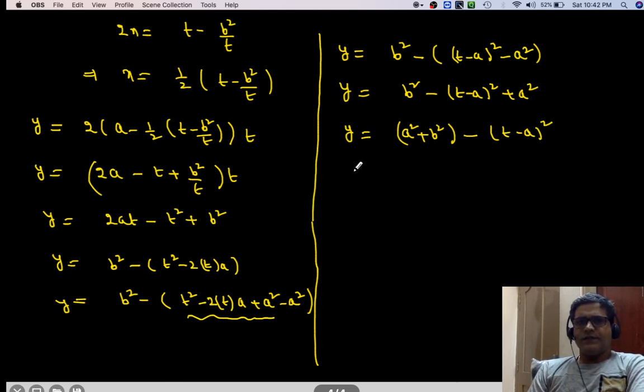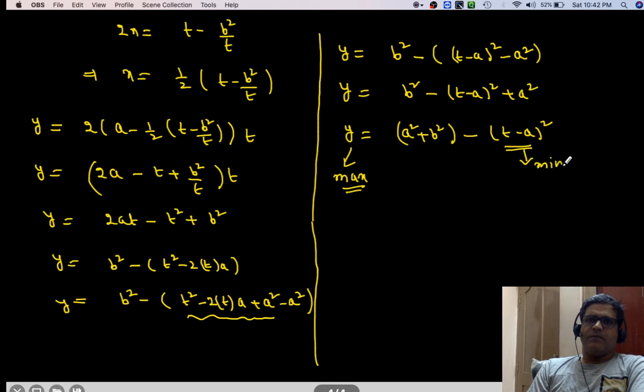So now our question is y maximum. y takes its maximum value when (t − a)² is minimum, because if you subtract a minimum value from a² + b², then the output will be a maximum. What is the minimum value of (t − a)²? It's a non-negative number, therefore its minimum value is 0. When (t − a)² takes the value 0, then y has its maximum value.